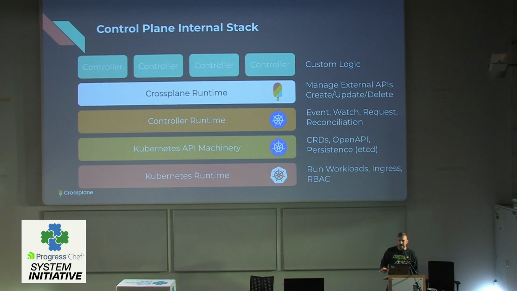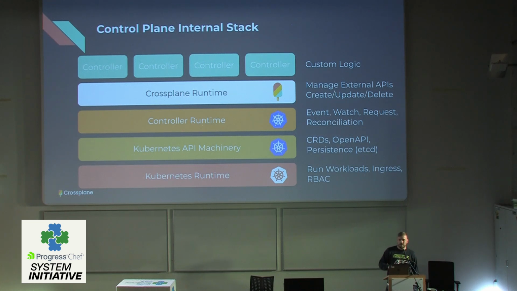Just to give you a picture of how the complete stack looks. At the bottom, we have the Kubernetes runtime, which runs workloads, provisions ingress, and has the RBAC functionality. On top of that, we have the Kubernetes API machinery, which has the custom resource definitions, OpenAPI spec, and etcd as a persistent layer. Then the list goes on with the controller runtime, which emits events, which we can then watch. We can request from the API, and it does the reconciliation.